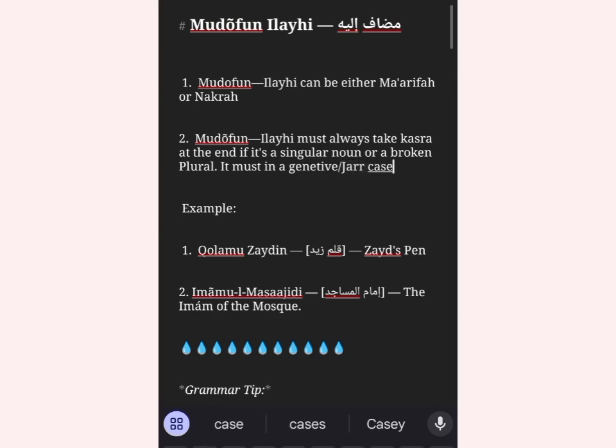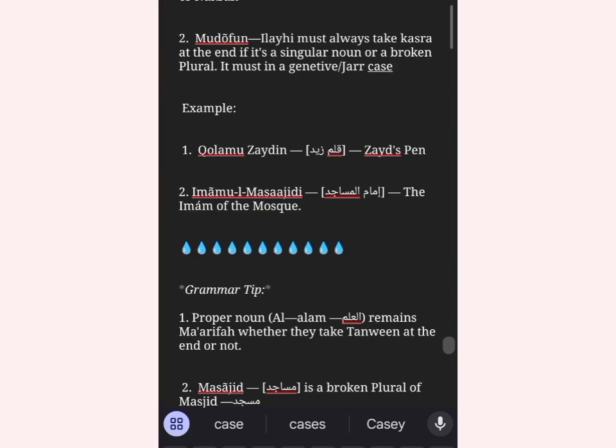Okay? Alright, so for a singular noun or a broken plural, the jar case is kasra. So to put a singular noun or a broken plural in a jar case or genitive case, you give it a kasra. That's very important. Now let's look at this example. For this, we have qalamu zaydin. Qalam is the guest coming to Zayd, and Zayd is the receiver. So Zayd has a kasra. Zaydin.